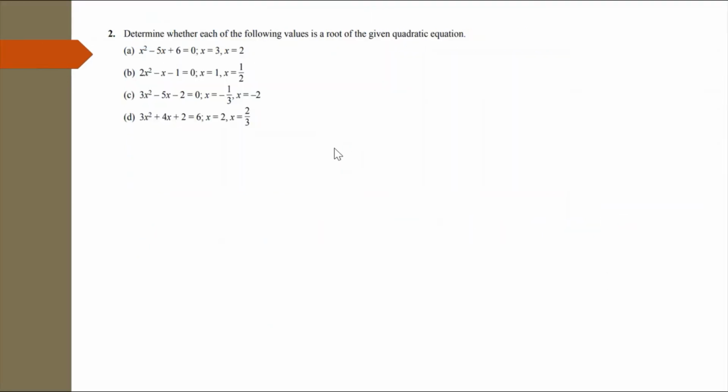So now I want to discuss question number 2a. Determine whether each of the following values is the root of the quadratic equation. So okay, 2a, x squared minus 5x plus 6 is equal to 0. Now I want to check whether x is equal to 3 is a root of this quadratic equation. On your left hand side we have x squared minus 5x plus 6. Okay, now we substitute the value of x into this equation.